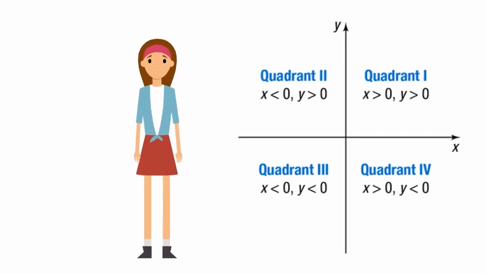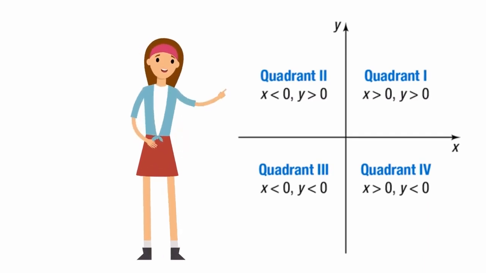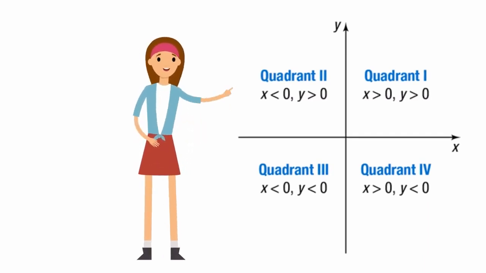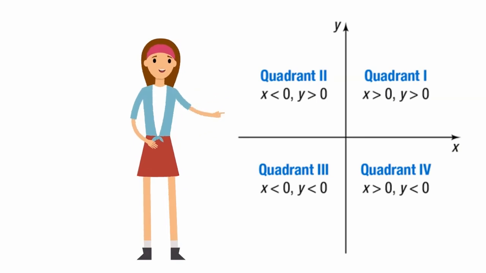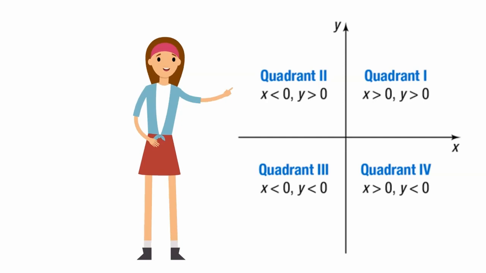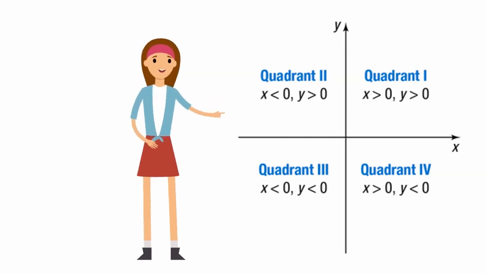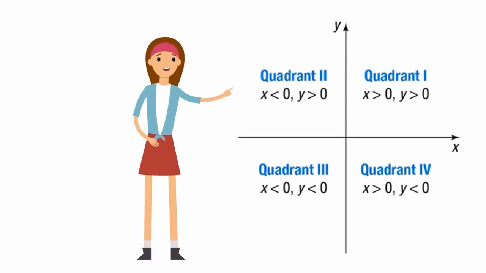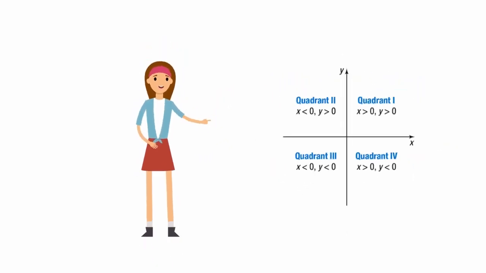The coordinate axes divide the xy plane into four sections called quadrants, just like this. The quadrants start with quadrant 1 in the upper right-hand corner and go counterclockwise to quadrants 2, 3, and 4. For quadrant 1, both x and y are positive. And for quadrant 3, both x and y are negative.